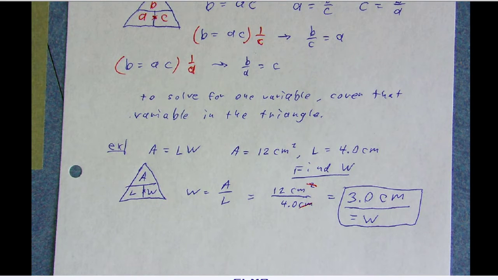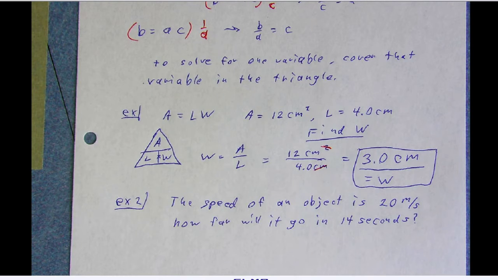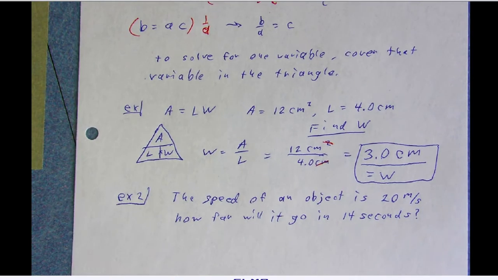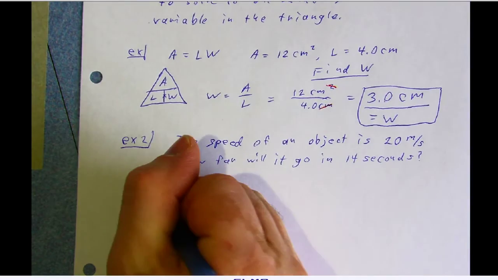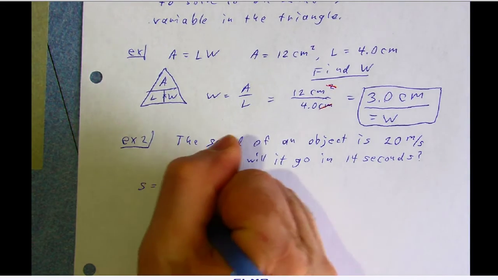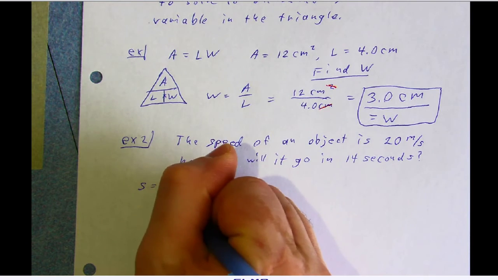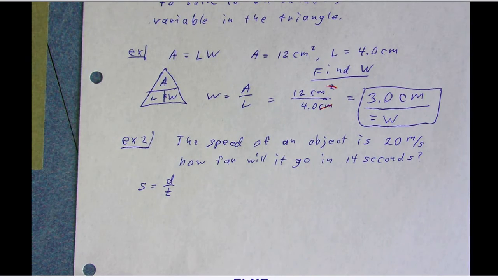Let's see. Do one more of these. All right, so this example is: the speed of an object is 20 meters per second. How far will it go in 14 seconds? So we know the equation for speed is distance over time. Well, you will know that at the end of the physics section.